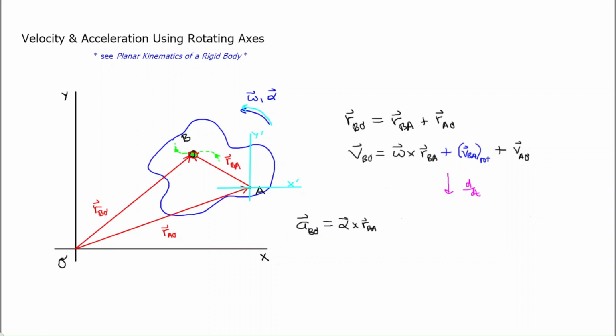Okay, so we're going to have alpha cross R_BA. But then we have to account for the fact that the body is rotating. So the change in this velocity, you might say, is represented by omega cross something. There could be a change in its rate, but also a change in its direction. So we're going to have omega cross R_BA.